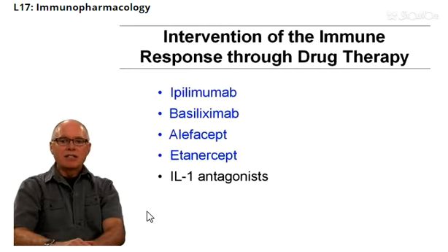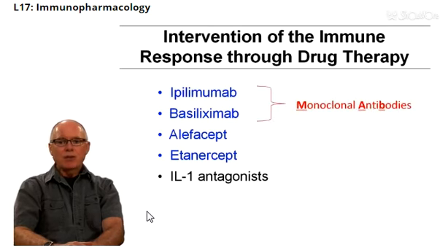Now let's move on to a discussion of drugs that are used to modulate the immune system in order to obtain a therapeutic effect. The drugs that we'll discuss are ipilimumab, basiliximab, alefacept, etanercept, and several IL-1 antagonists. It's interesting to note that the first two drugs on this list, ipilimumab and basiliximab, are both monoclonal antibodies. And this is reflected in the mab ending to the names, meaning M for monoclonal and AB for antibody.